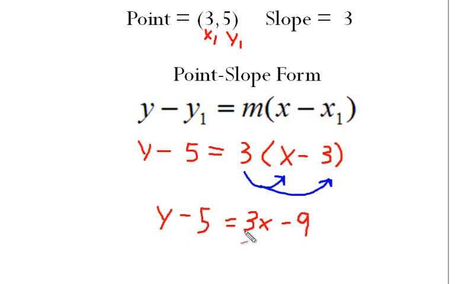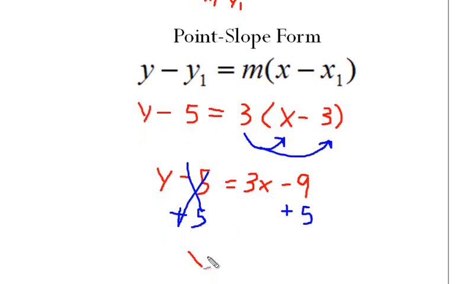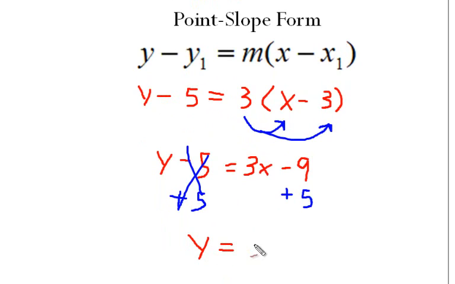Alright, last step here is to add 5 to both sides to cancel out this minus 5. So I'm going to add 5 to both sides. That will cancel out this term here. And I get y equals 3x. Negative 9 plus 5 gives me negative 4. And that is our answer.